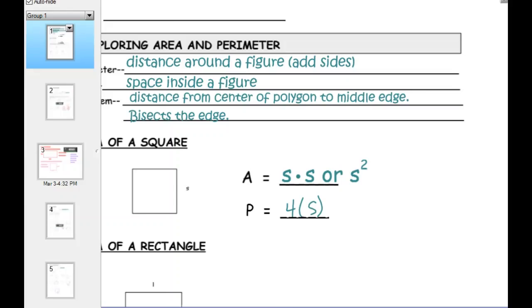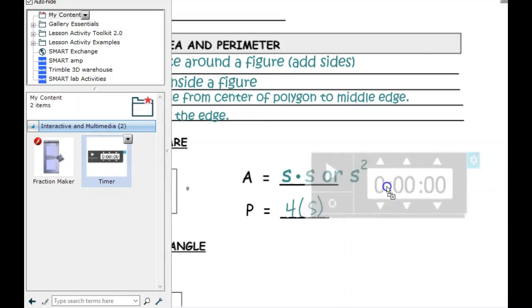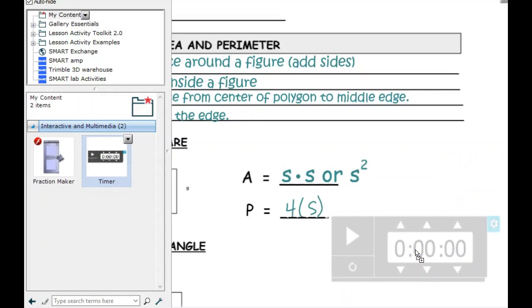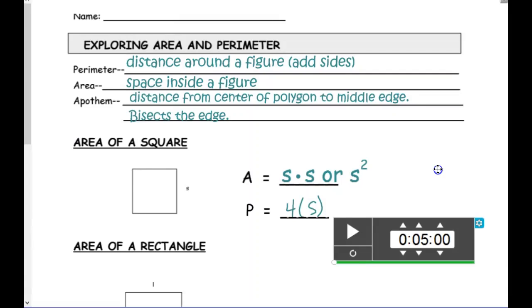Hold up. Sorry. Okay, there we go. I'll give you 2 minutes to write. Don't write slow.